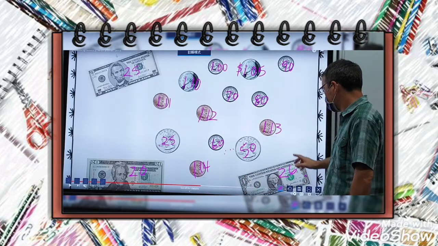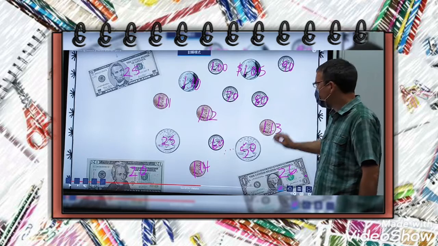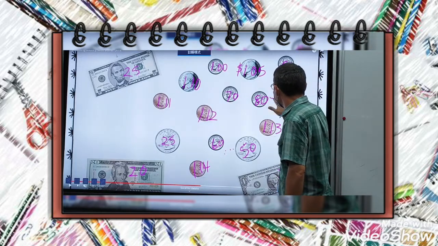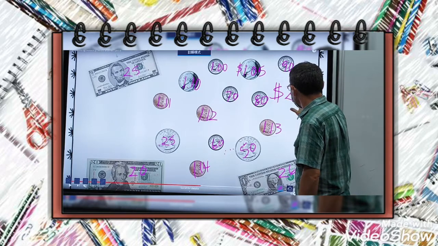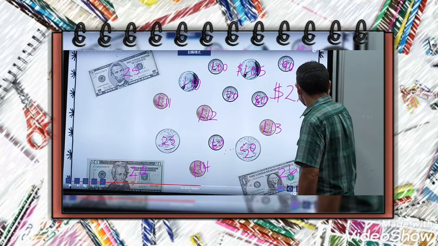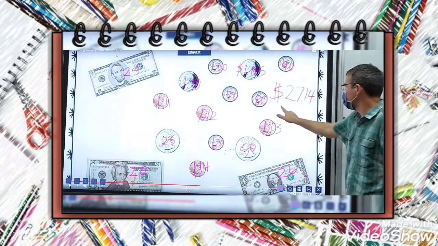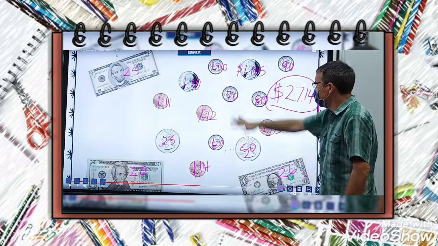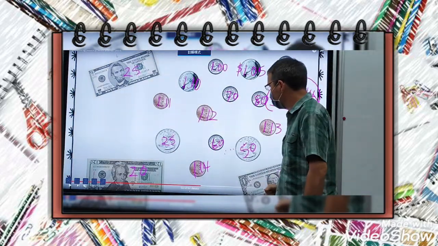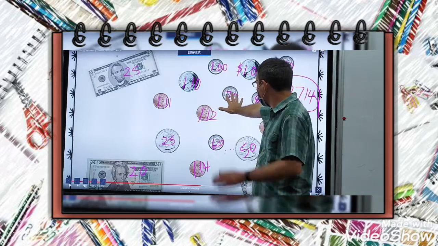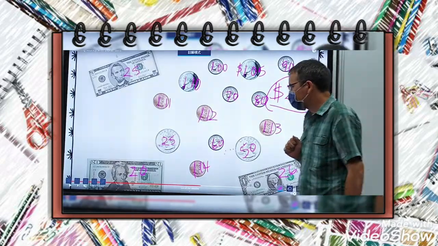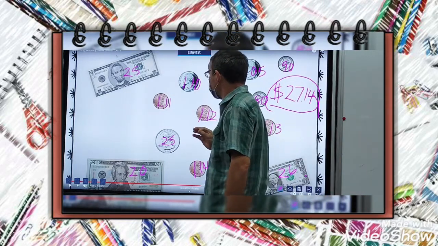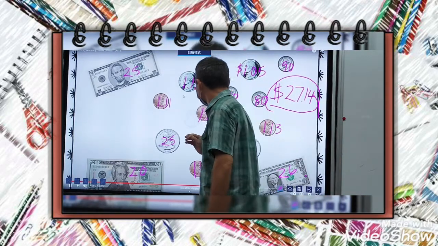$1.14. You have here $26, so your total should be $27.14. So this is the total of the money you have here. With the dollar bills and the coins, you should have $27.14. Now we're going to go to a worksheet.